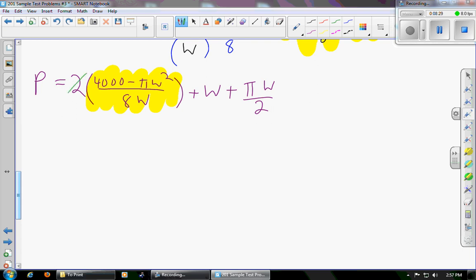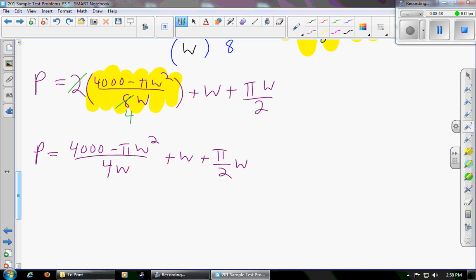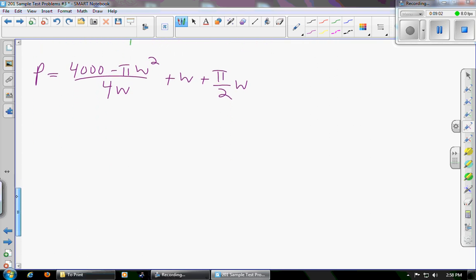So in the first part, the 2 cancels with the 8. That'll make it a 4 downstairs. So let's just rewrite that. P equals 4,000 minus pi W squared over 4W plus W plus pi over 2W. And the goal is to take a derivative. So we can take a derivative right here, right now. You're going to have to use the quotient rule on that fraction. I would prefer to avoid that. You're welcome to do the quotient rule. You get the right answer as long as you follow the rules correctly.